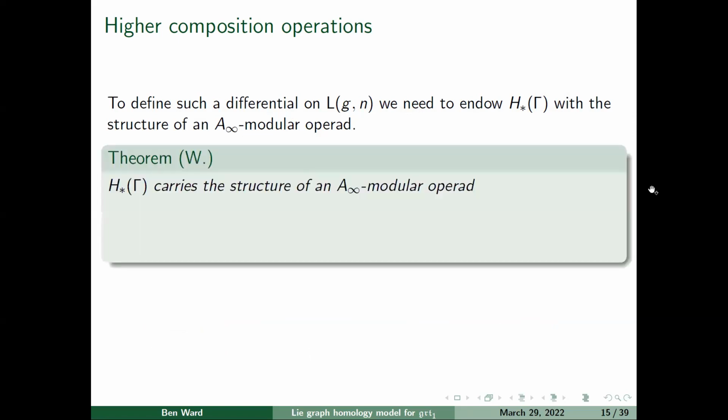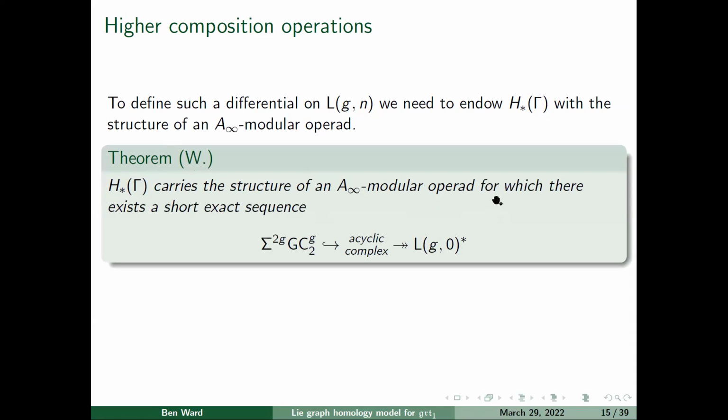But okay, let me say I can do that. So the collection of these graded vector spaces carries the structure of an A infinity modular operad. That in and of itself would not be interesting because I could just, for example, pick everything to be 0. It should have some property, or hopefully some interesting property, which makes it a structure worth considering.